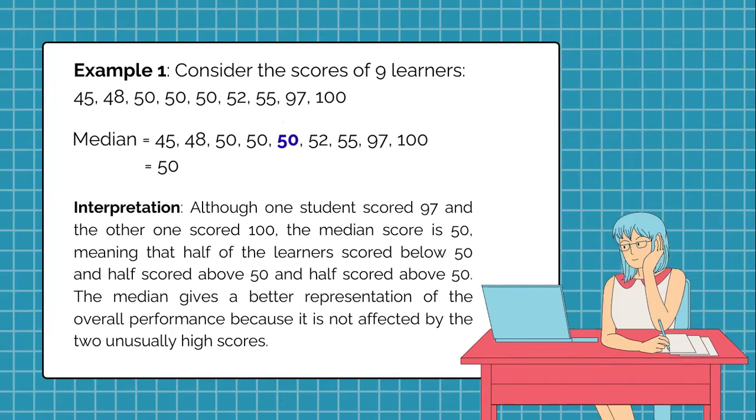For the interpretation, even though two students scored very high, such as 97 and 100, the median gives a fair picture of the typical performance of the learners. So it's not affected. The real representation of the overall performance is not affected by the extreme values 97 and 100.